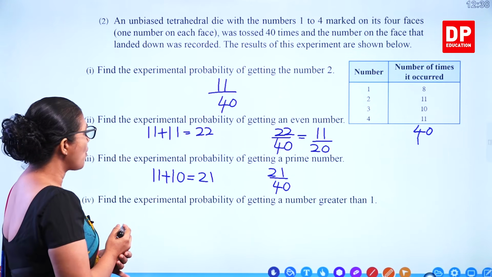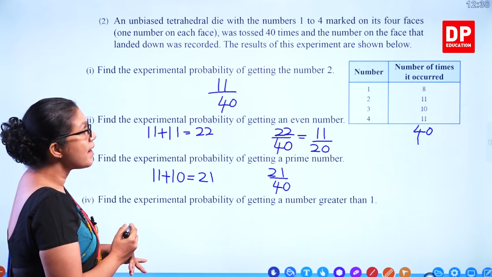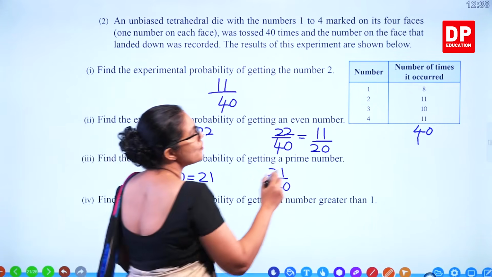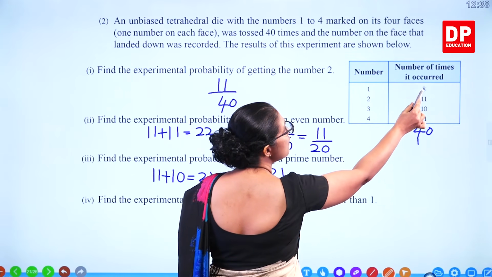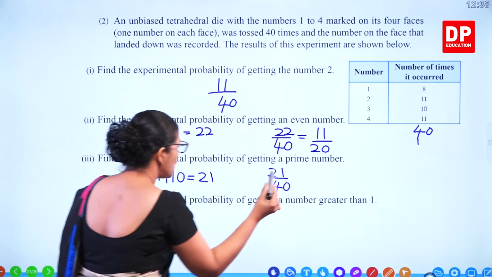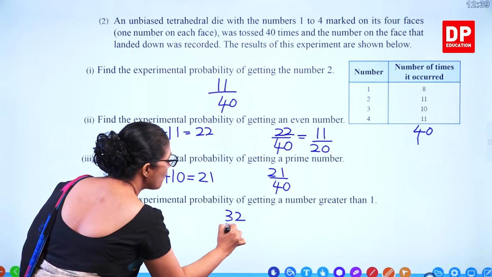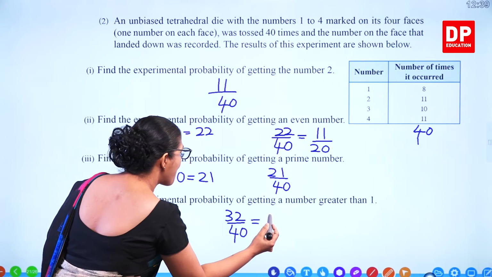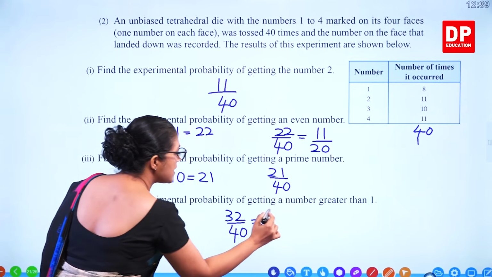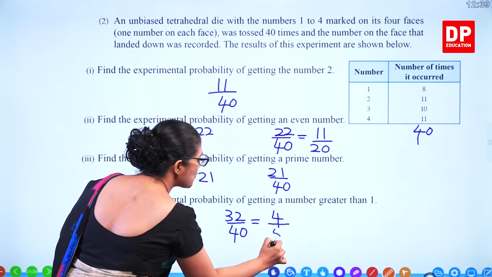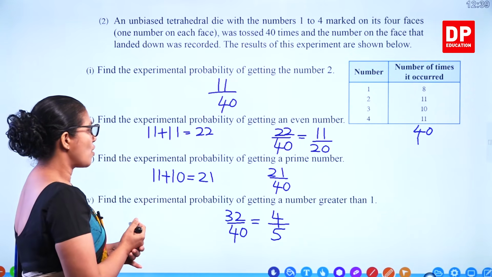Find the experimental probability of getting a number greater than 1. Greater than 1 means 2, 3, 4. So that means out of 40 we can subtract 8. 32. So 32 over 40. You can divide by 4 or 8. 8 times 4 is 32. 8 times 5 is 40.